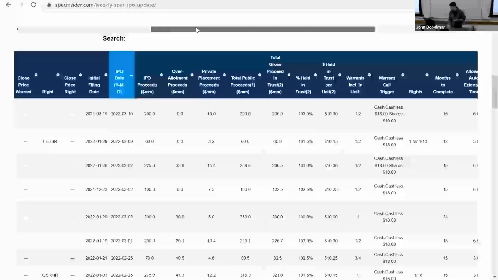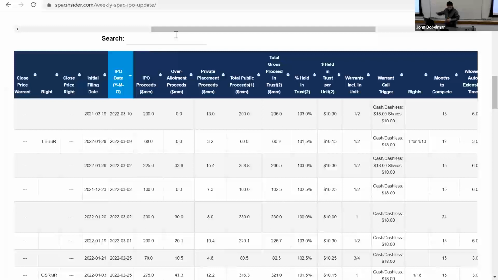Let's see, on those columns, you can see the IPO procedure is typically very standard, and 200 million is about the average size. They raise about 200 million through the underwriters. And you can see the percentage held in the trust. Those days it's typically about $10. The one we did yesterday is 10.30, which means it's about 3% above the IPO price.